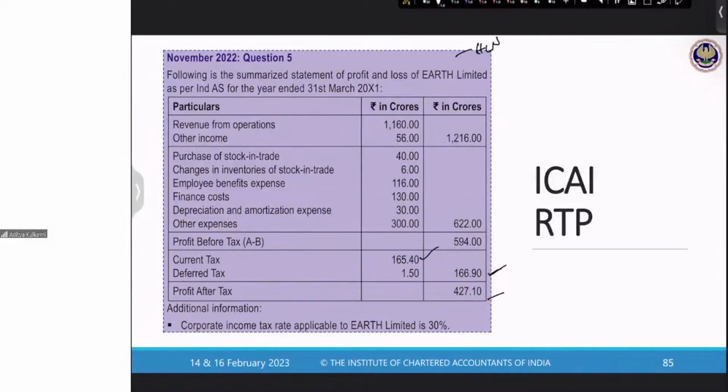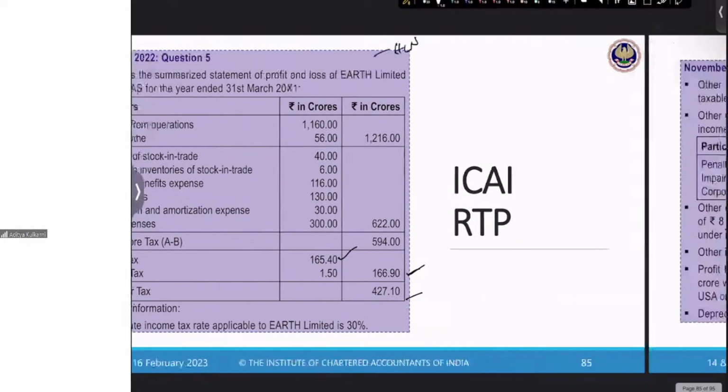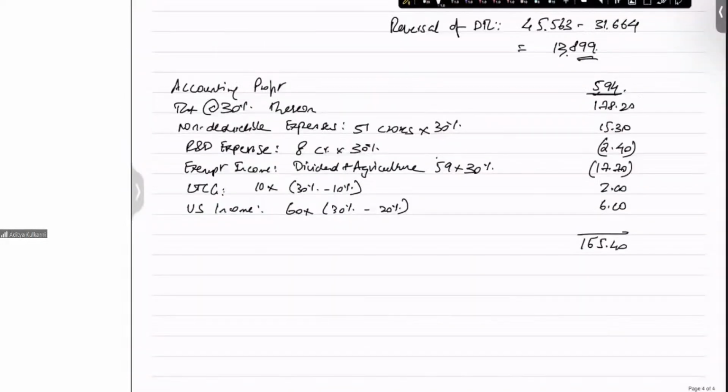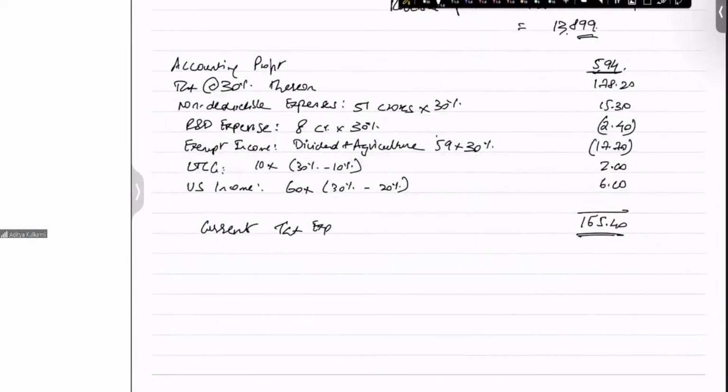Which is this figure, 165.4. Okay, so it's largely a tax question, nothing accounting is there here. Okay, so tax expense, current tax expense. Okay, and finally deferred tax.